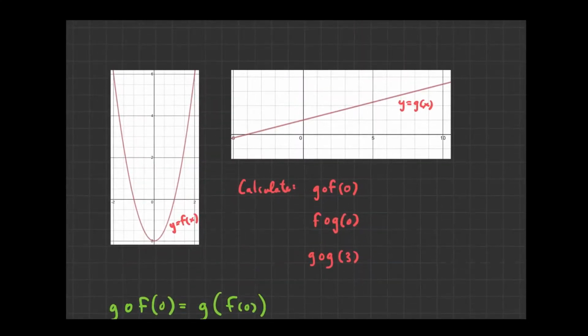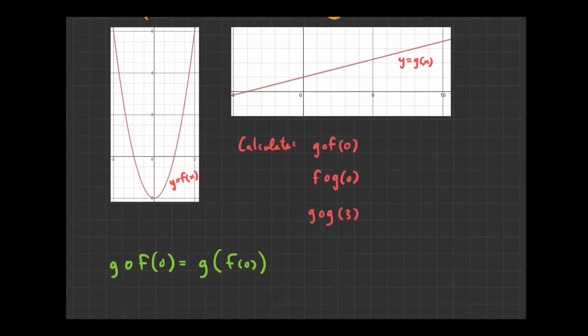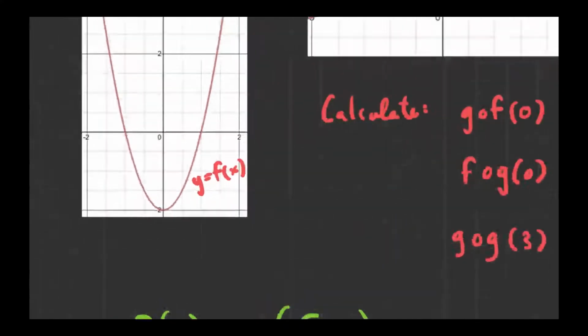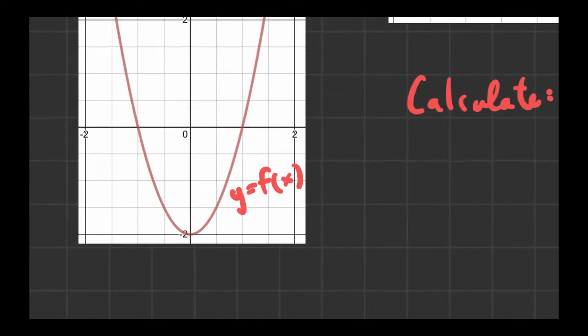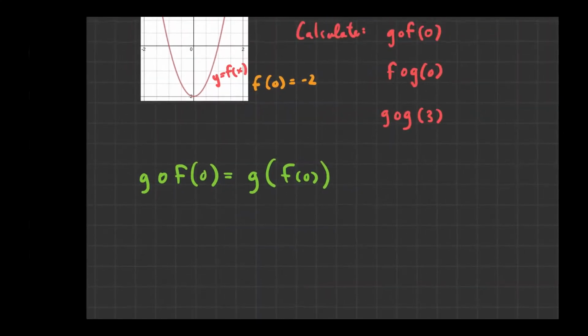If you haven't noticed already, this is the function of F. This is the function of G. So remember, here's my x-axis. I'm going to find 0 on the x-axis, which is right here, and let's see where the function is at that point. It's at -2. So F of 0 is equal to -2. That means I'm looking for G at -2.